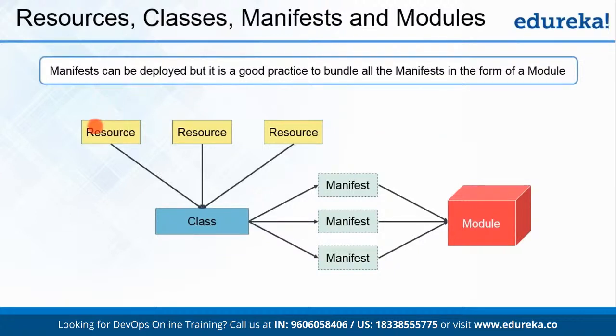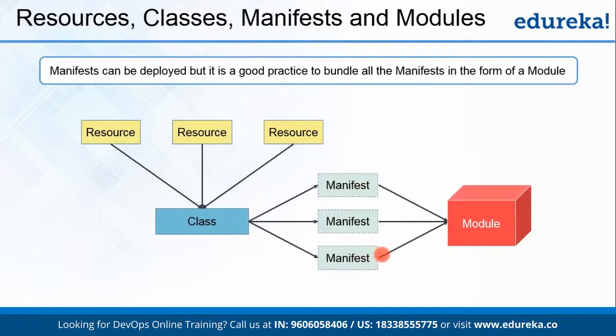There are certain resources. A user is a resource, a file is a resource, basically anything that is there can be considered a resource. So multiple resources combine together to form a class. Now this class, you can declare in any of the manifests that you want. You can declare it in multiple manifests. And then finally, you can bundle all these manifests together to form a module.